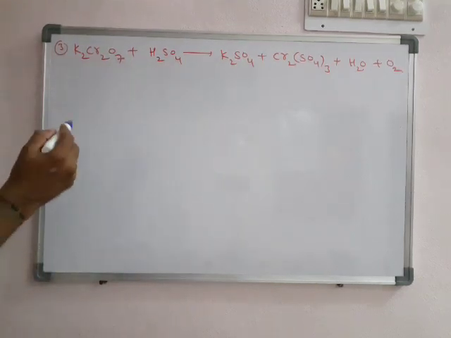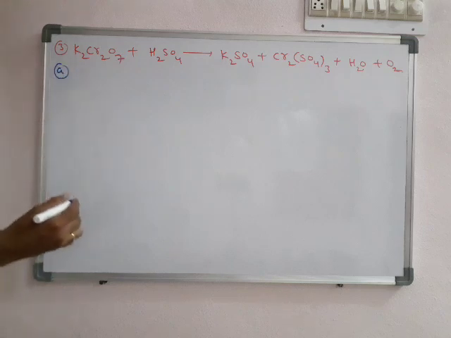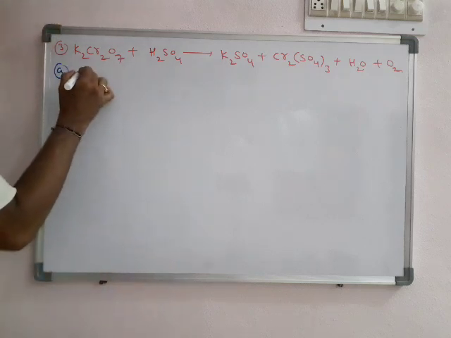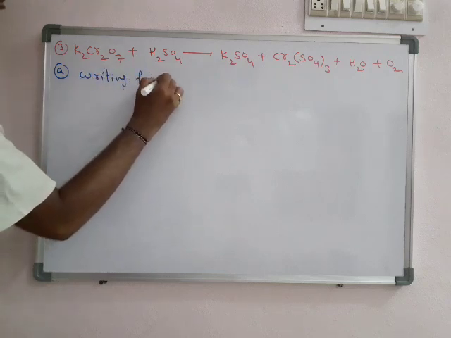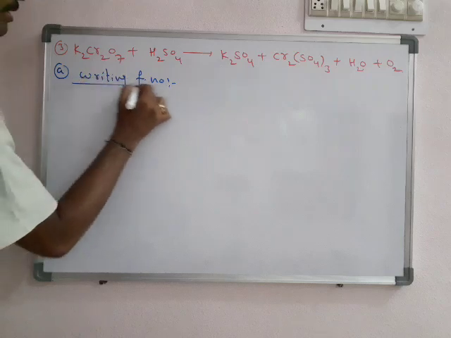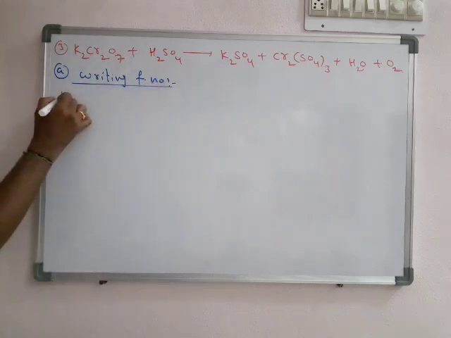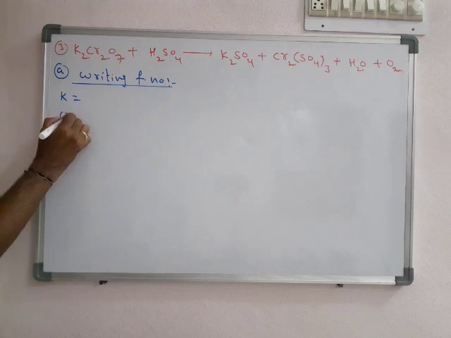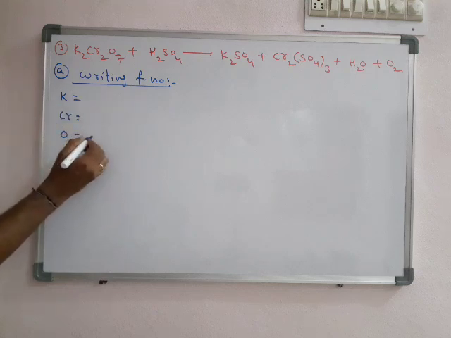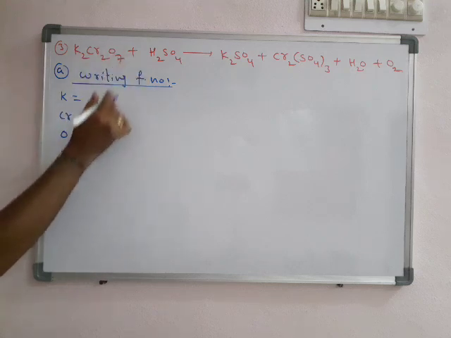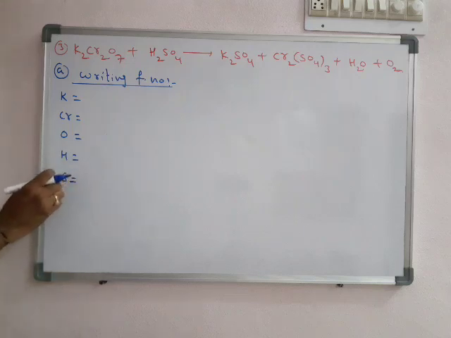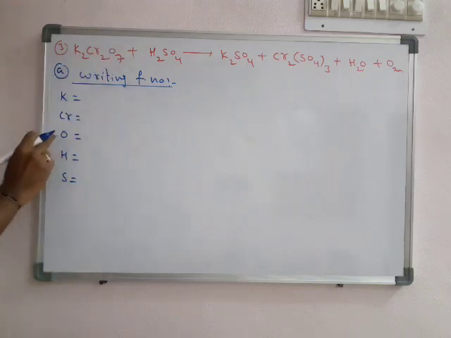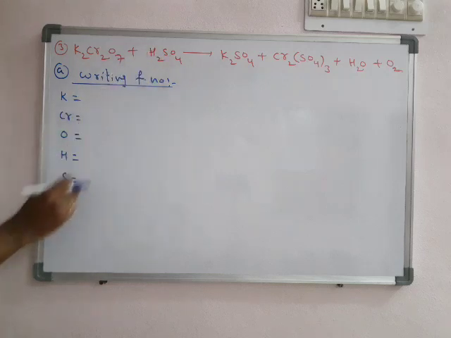So what is the first step? First step is writing the frequency number of all elements. So what are the elements? Potassium, chromium, oxygen, hydrogen, sulfur. Are there any other atoms? Just check it once. Potassium, chromium, oxygen, hydrogen, sulfur, again oxygen.